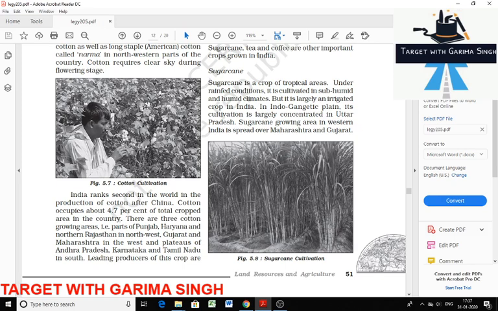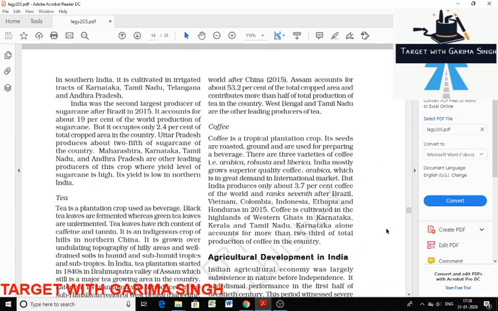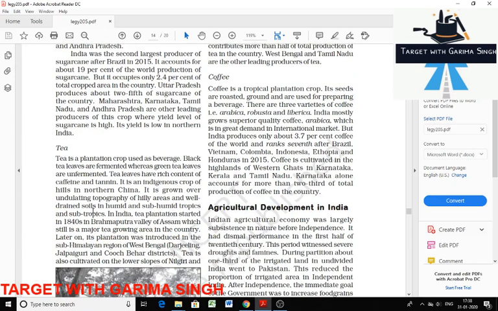Uttar Pradesh accounts for 40% of sugarcane production and secures the position of the largest producer in India. In the world, India comes at second number. First is Brazil. Next is tea. In tea, Assam, with 53.2%, is the largest producer in India. Other states are West Bengal and Tamil Nadu.